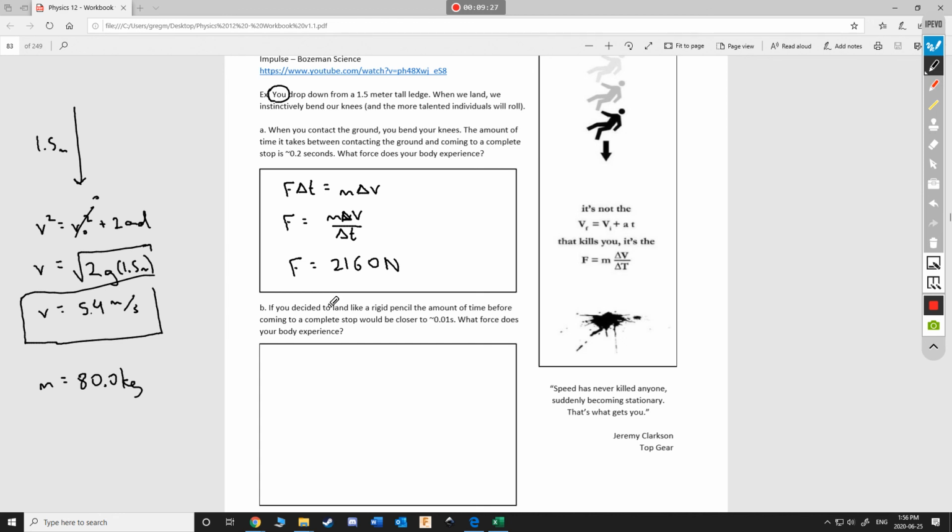If you were to stay in that pencil form, just imagine diving off a diving board and you don't bend your knees when you hit the ground. It's going to hurt. So again, same value is 80 times 5.4 divided by 0.01. You'd have a whopping force of 43,200 newtons. Time makes a big difference.